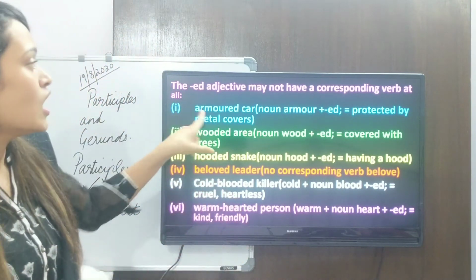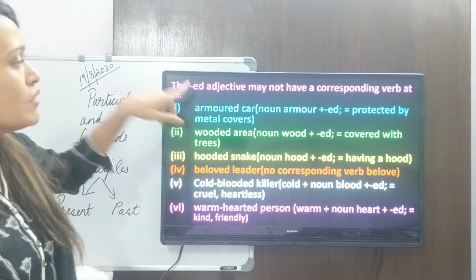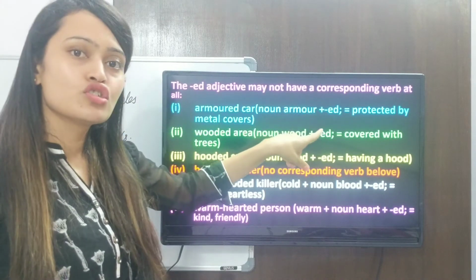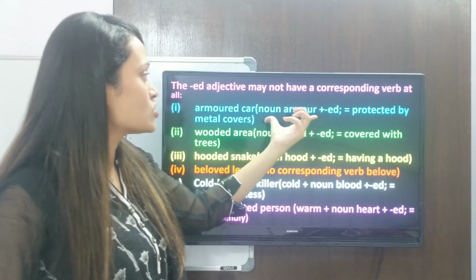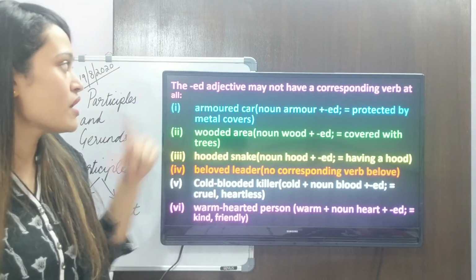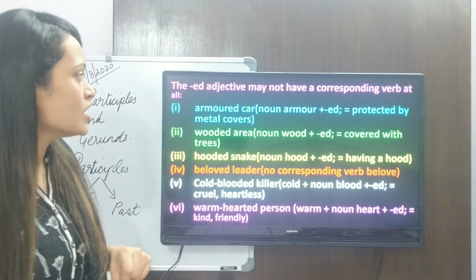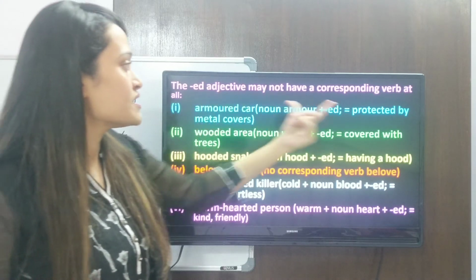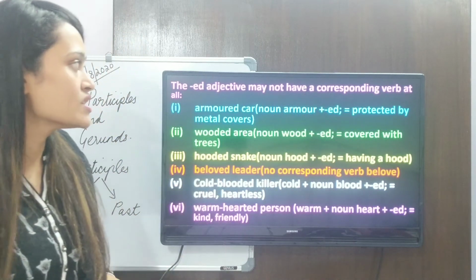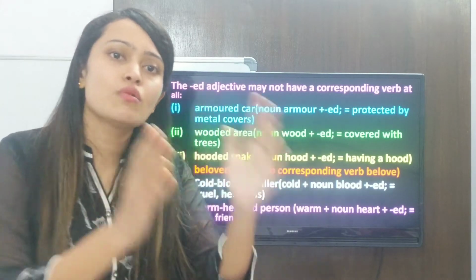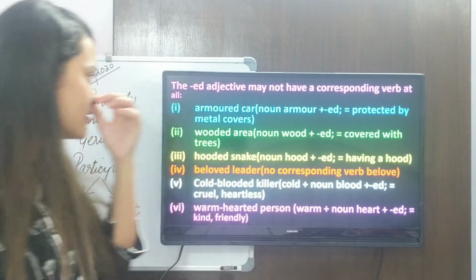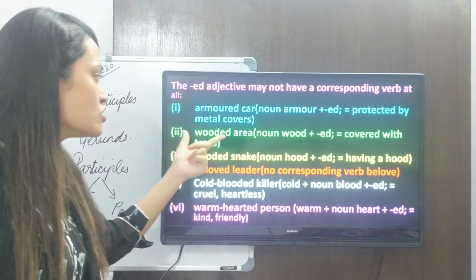Let's check. Armored car. Armor basically is a noun. So when we add the suffix ed, we get the past participle, armored car. Armored car is basically protected by metal covers. So basically this is derived from a noun rather than a verb. A little different version. So this is an exception.